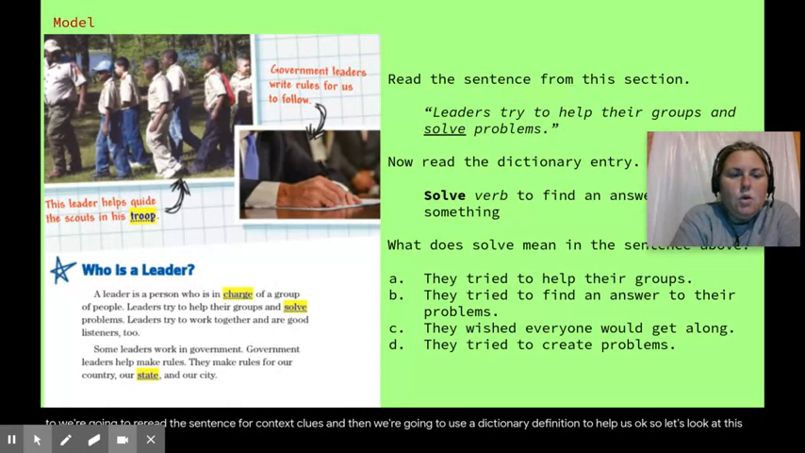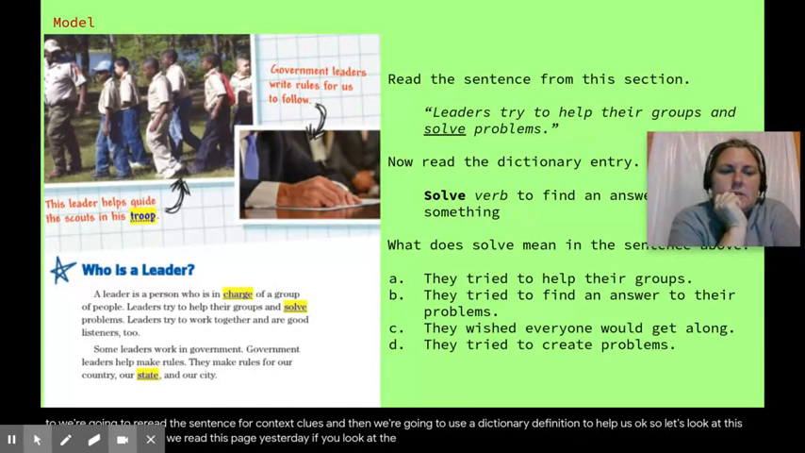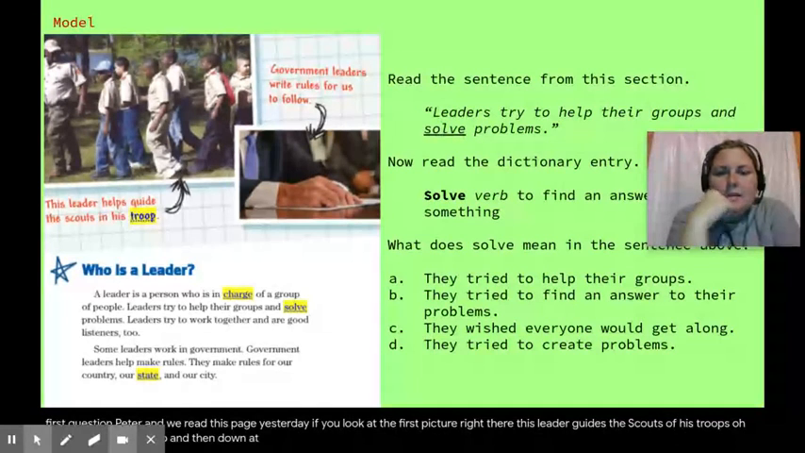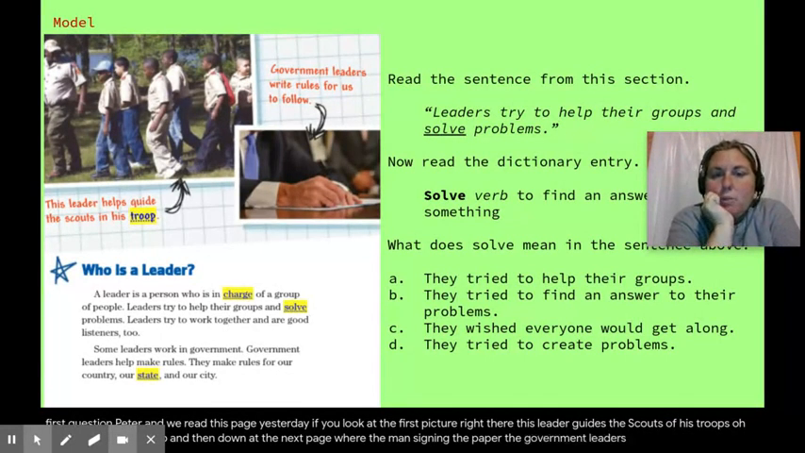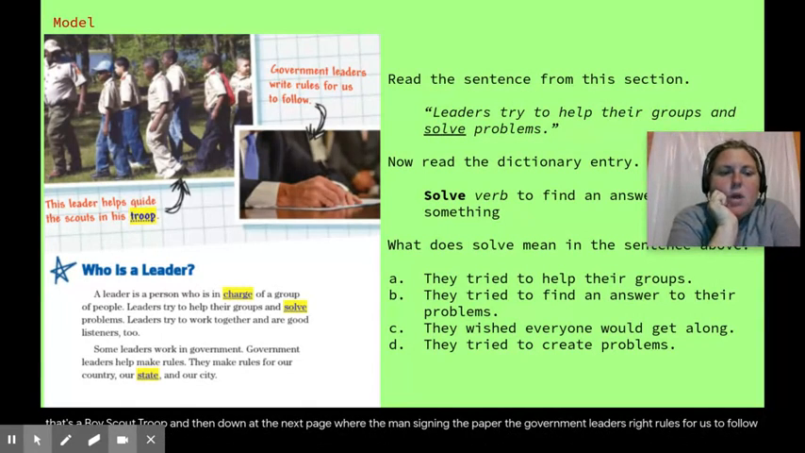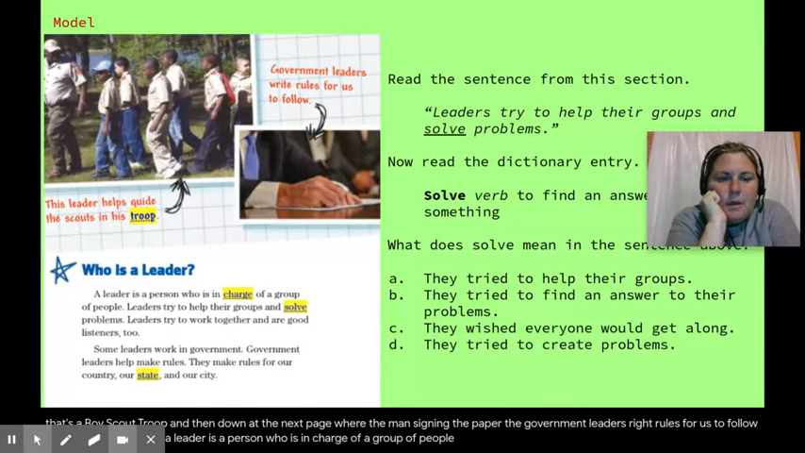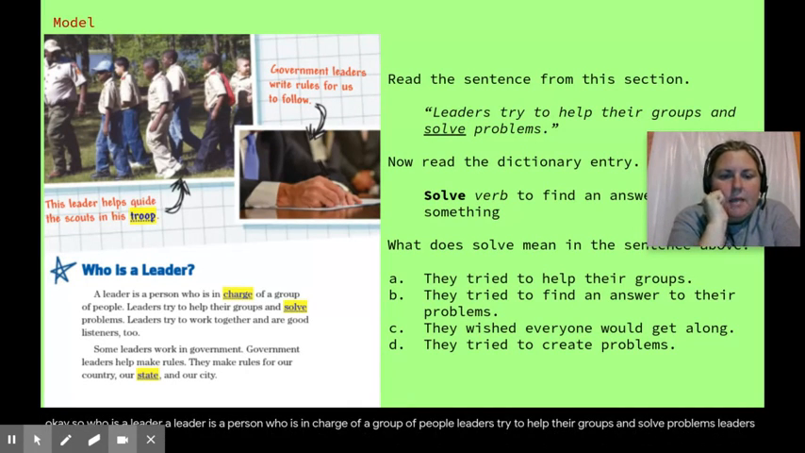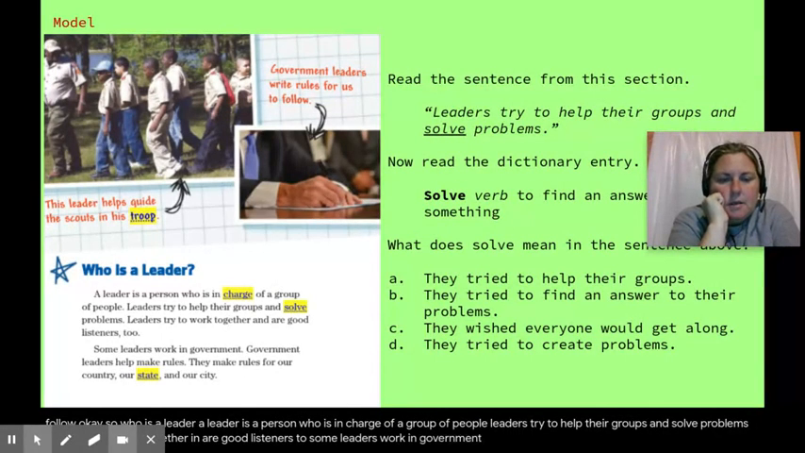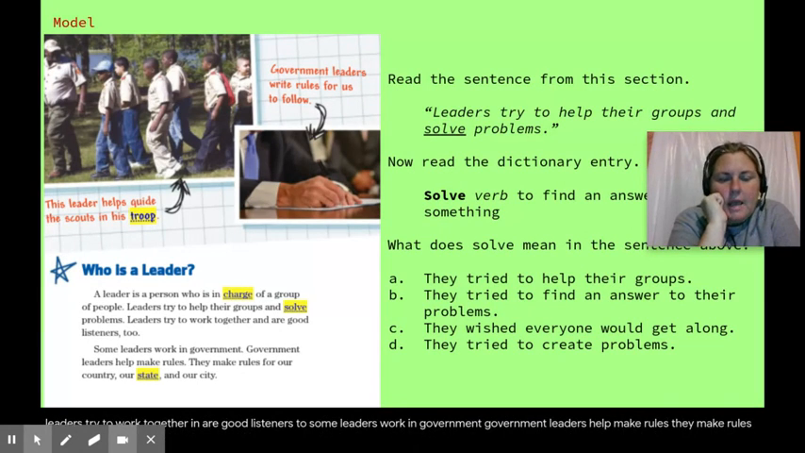All right, it says, who is a leader? And we read this page yesterday. If you look at the first picture right there, this leader guides the scouts of his troop. So that's a Boy Scout troop. And then down at the next page, where the man is signing the paper, the government leaders write rules for us to follow. Okay, so who is a leader? A leader is a person who is in charge of a group of people. Leaders try to help their groups and solve problems. Leaders try to work together and are good listeners too. Some leaders work in government. Government leaders help make rules. They make rules for our country, our state, and our city.